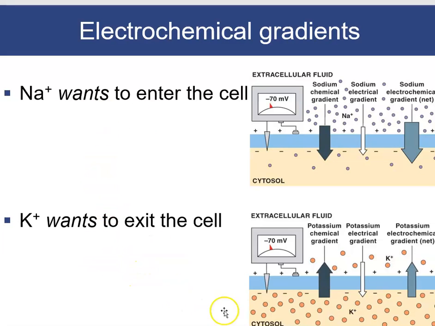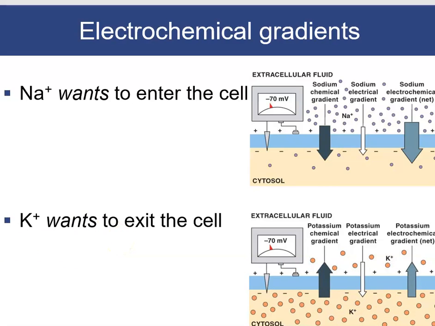Looking at potassium. Most of the potassium is inside of the cell, very little outside. So the chemical gradient is going out to try and achieve equilibrium. The inside of the cell is negative. Potassium has a positive charge, so the electrical gradient is drawing potassium in. Put these two together, it creates less of a push for potassium out of our cell. Potassium wants to exit the cell.